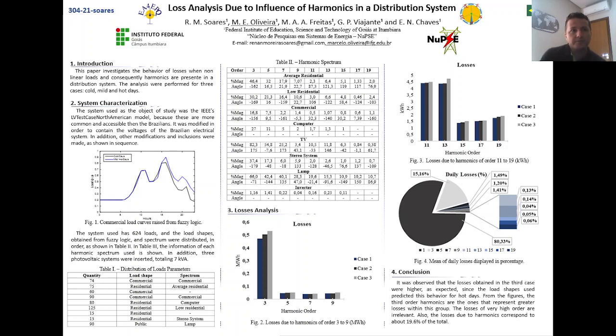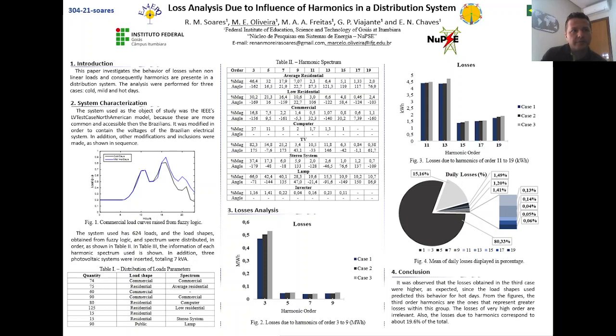The system used has loads. According to table 2, we can see here the quantity of loads. There are almost 600 loads in the system, divided by harmonic spectrum and load shape. A total of 7 kVA of photovoltaic system was also inserted.